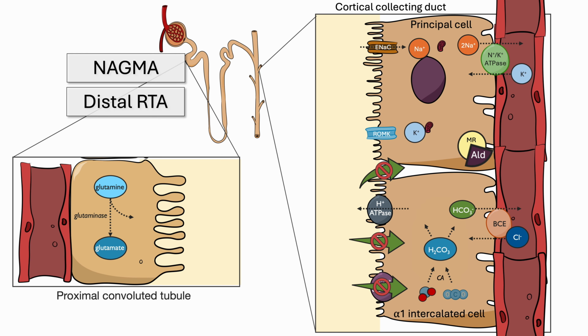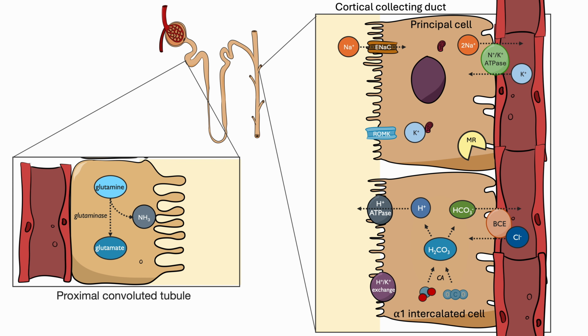Notably, it is the inability to excrete hydrogen ions that results in the inability to acidify the urine, resulting in a urinary pH greater than 5.5. Now let's discuss a little bit more in detail the mechanisms involved in the various types of distal RTAs.